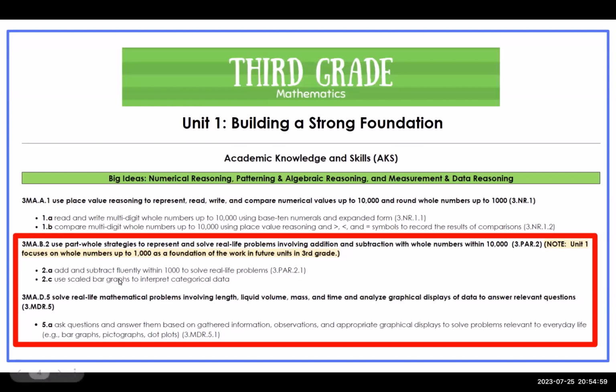Finally, AKS 5 and IOA 5A are ones that will continue to appear in multiple units because they are not taught in isolation. IOA 5A is embedded within IOA 2C with the focus on bar graphs.